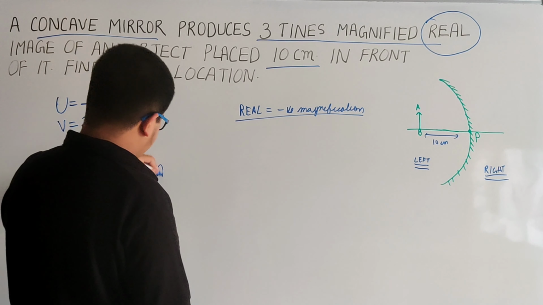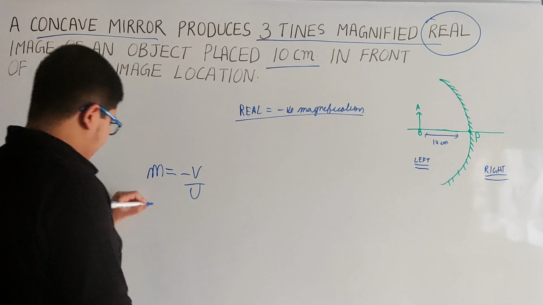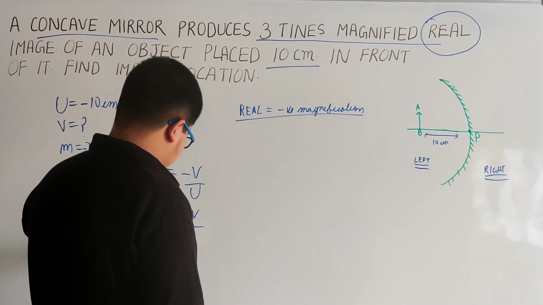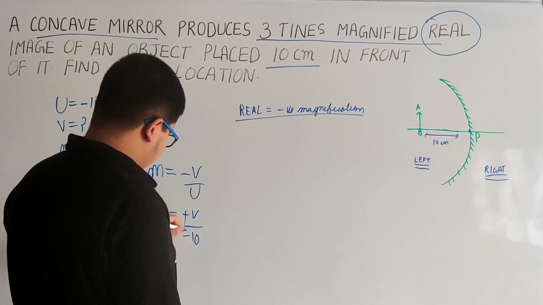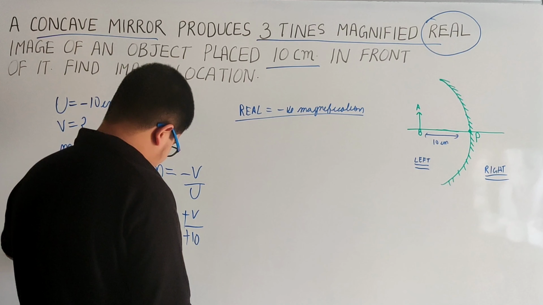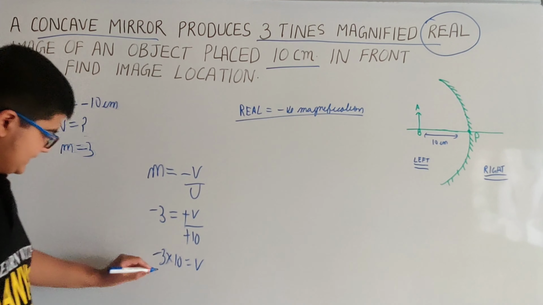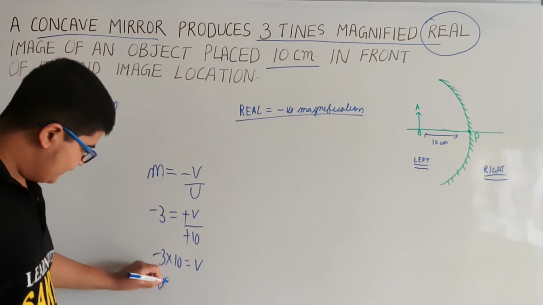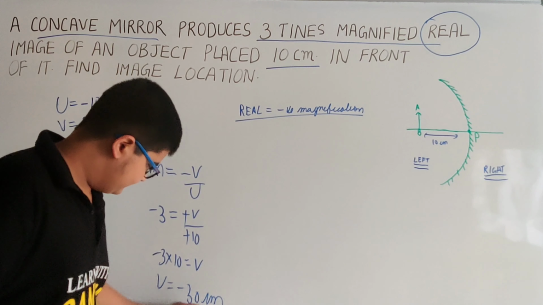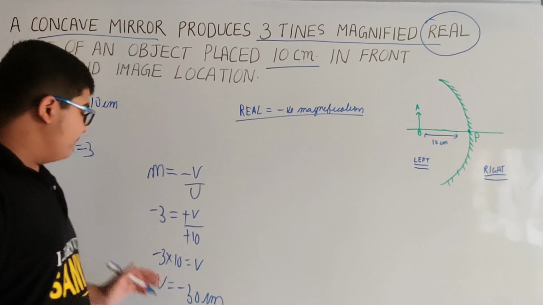The formula is that magnification is equal to minus v upon u. Now putting the values, minus 3 is equal to minus v upon minus 10. So this minus sign will get cut. Now we will take it here. So it will be minus 3 into 10 is equal to v. So basically v is equal to minus 30. So we have got that the image distance will be minus 30.